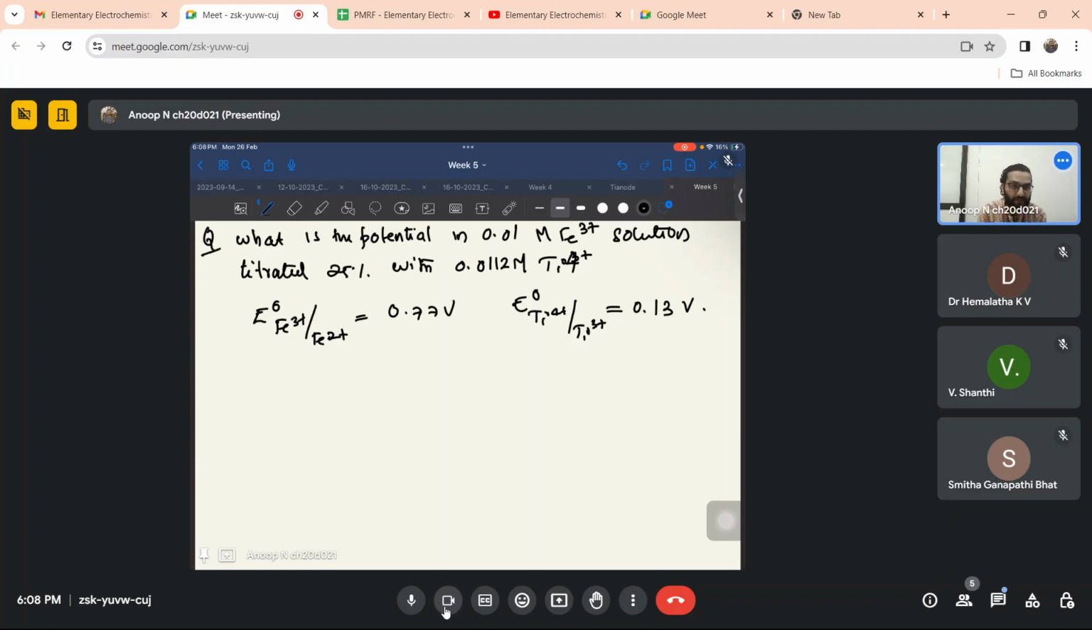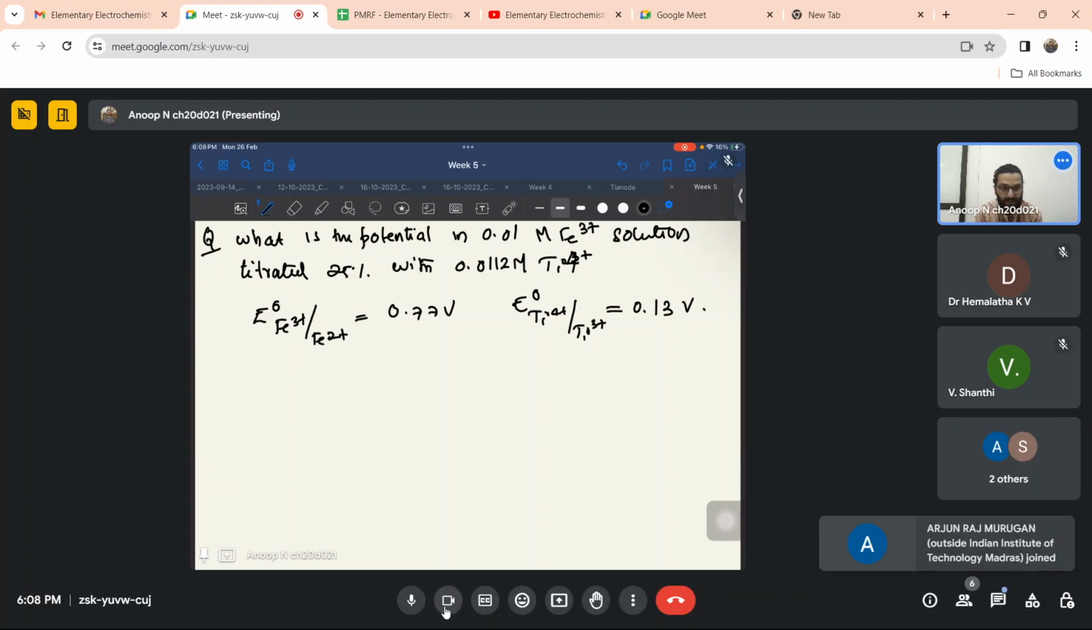Anyone got the answer for this question? Only three of you have joined. So any of you three? Yeah. Any of you got the answer for this question? Last week's assignment. Yeah, the answer is 0.78 volt. So are you able to solve it?